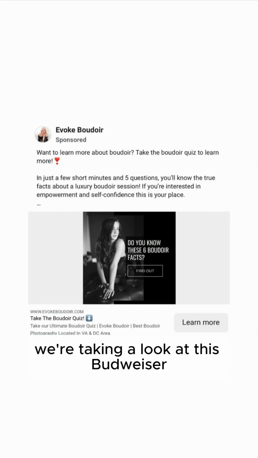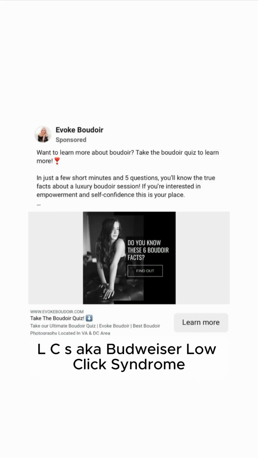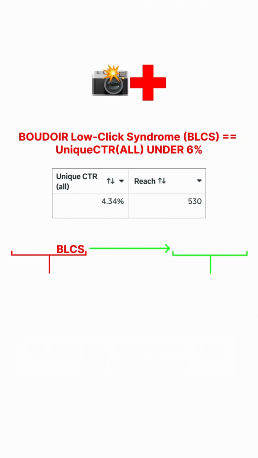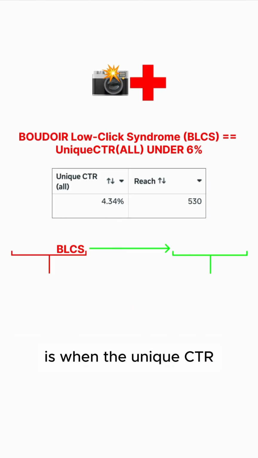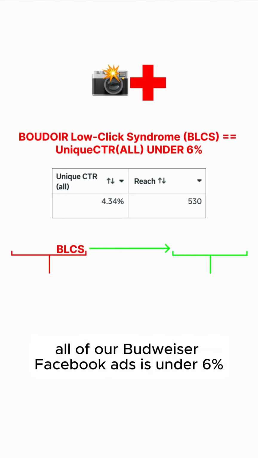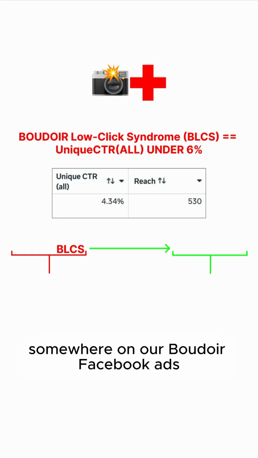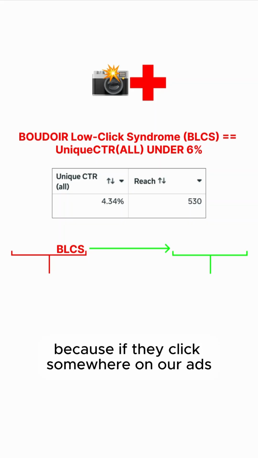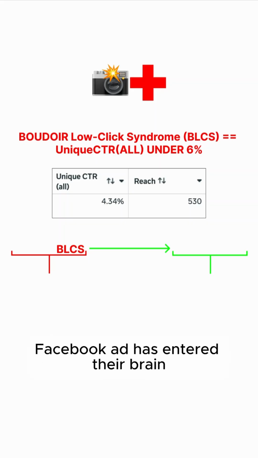All right, y'all, we're taking a look at this Boudoir Facebook ad today, seeing if it has BLCS, aka Boudoir Low Click Syndrome. BLCS is when the unique CTR of our Boudoir Facebook ads is under 6%. This means fewer than 6 out of 100 women are clicking somewhere on our Boudoir Facebook ads. We care about this because if they click somewhere on our ads, that means your Boudoir Facebook ad has entered their brain.